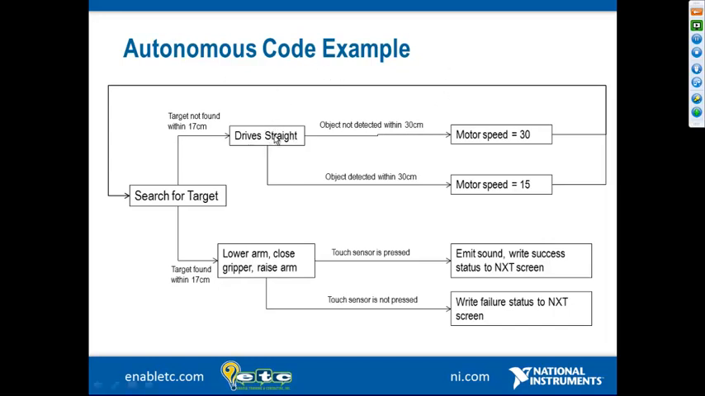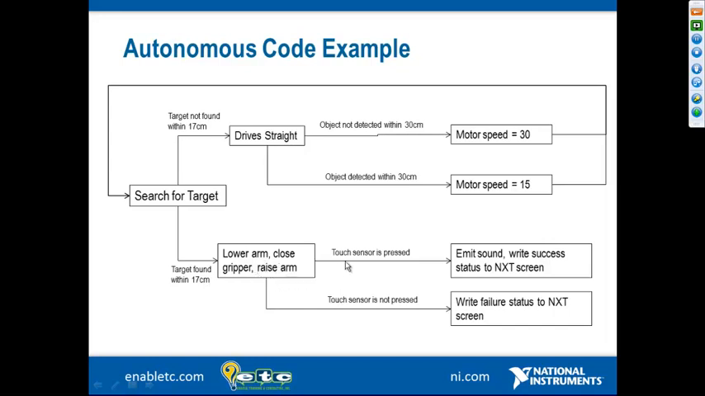When we're driving straight, we're going to make a decision on how fast we go based on whether or not we see something within 30 centimeters. So there's nothing really close, but if there's something kind of close, within 30 centimeters, then we want to go at a speed of 15. If there's nothing within 30 centimeters, nothing in view, we're going to go faster so we can get there in a hurry. So this top part of the flowchart is making the decisions about how fast we drive. The second part of the flowchart covers what happens when we do find a target. If something is found within 17 centimeters, we're going to lower our arm, close our gripper, and then raise our arm.